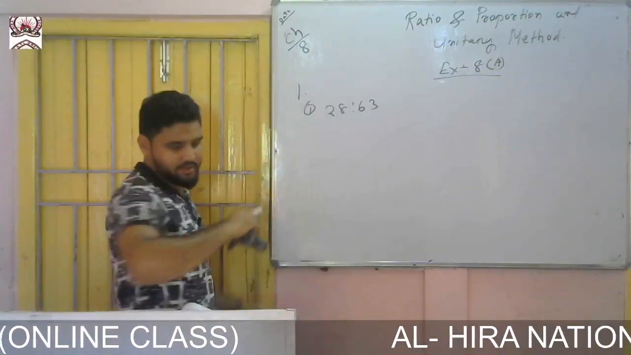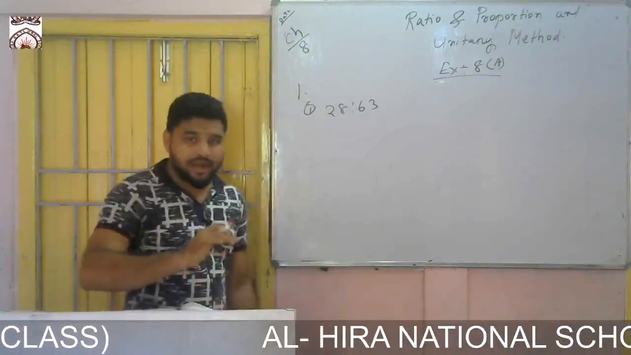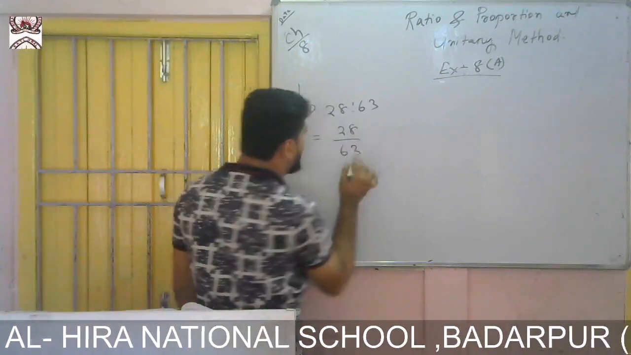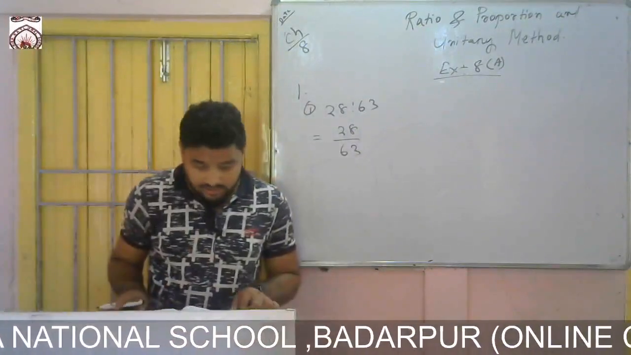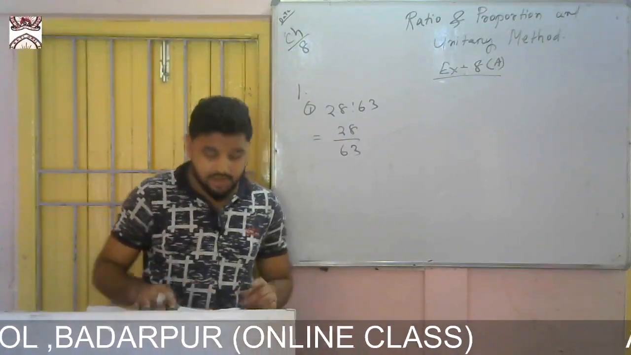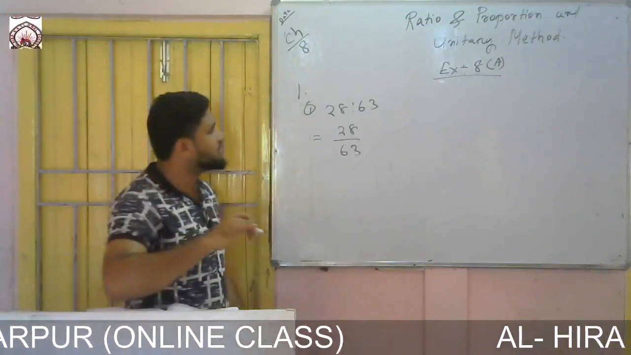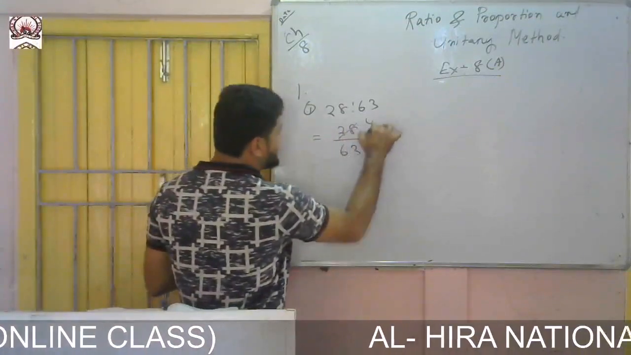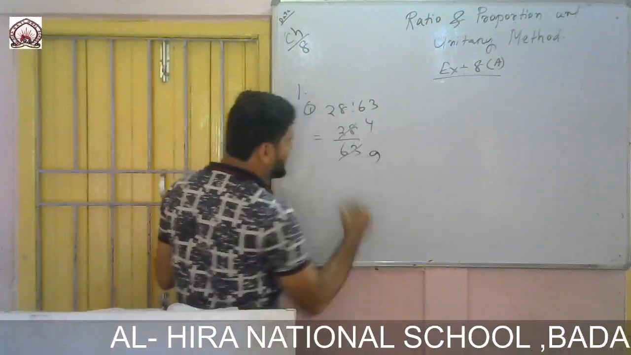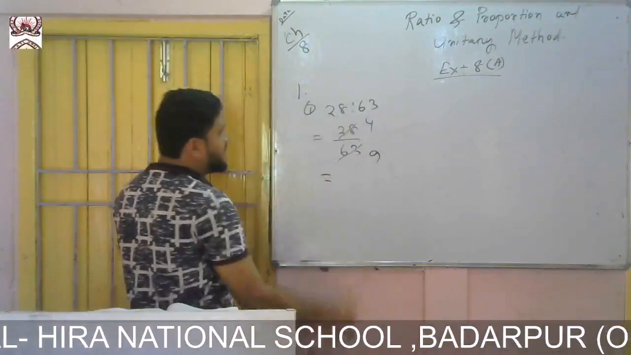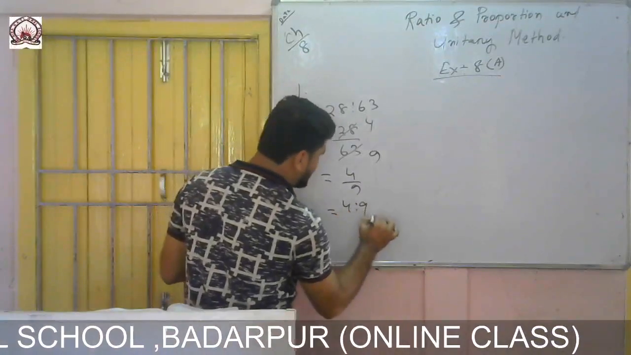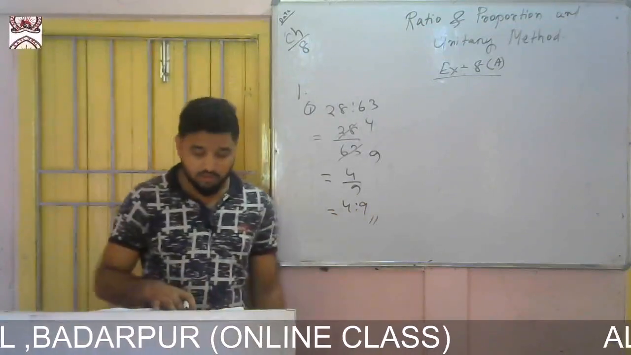So these are two numbers of the same kind. So we can do like this, 28 by 63. 4 7s are 28, and 7 9s are 63. Now we cannot divide further, so we can write 4 by 9. So 4 by 9 means 4 is to 9. That is the answer.